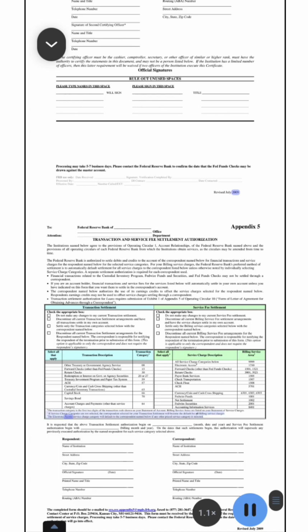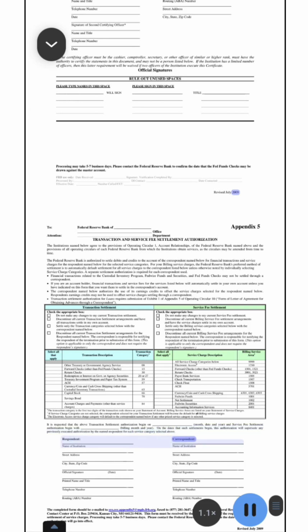The electronic access service charge category will default to the correspondent named below if any other priced service category is selected. It is requested that the above transaction settlement authorization begin on month, date and year, and service fee settlement authorization begin with billing month and year. On the dates that such settlements begin, this authorization will supersede any previously executed authorization by the named respondent for each service category selected above.